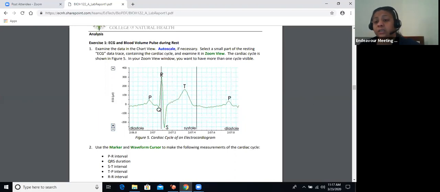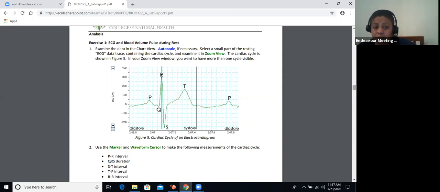Okay, so in this experiment, if you were in the classroom, you would have a volunteer who is hooked onto a transducer machine, and that transducer machine will record the cardiac activity of that person during rest and during exercise. So we first take the data at rest. What is the PR interval at rest? What is the QRS duration at rest? The ST interval, TP interval, all of that, and the RR interval, of course.